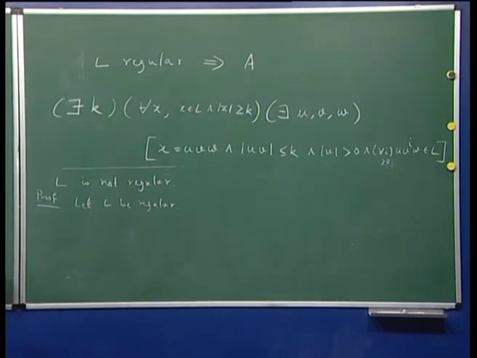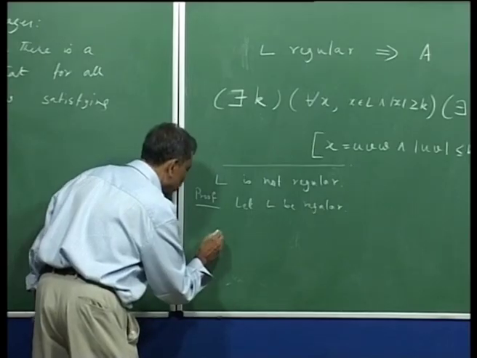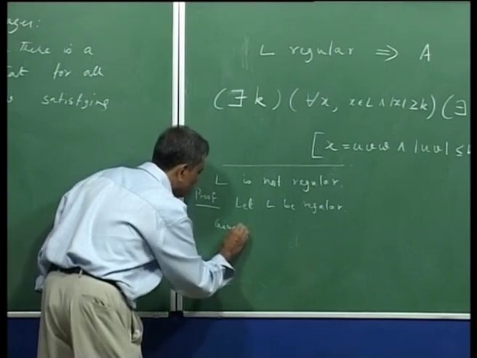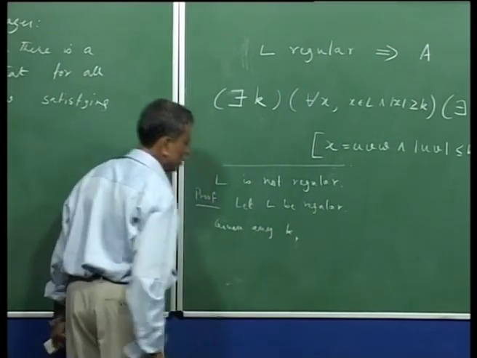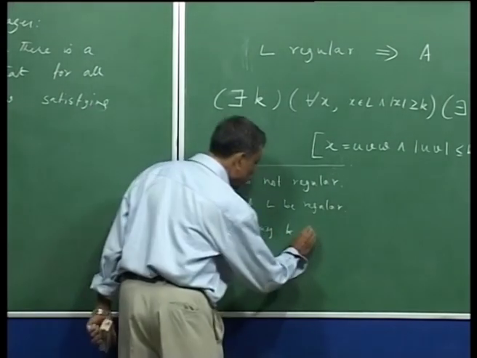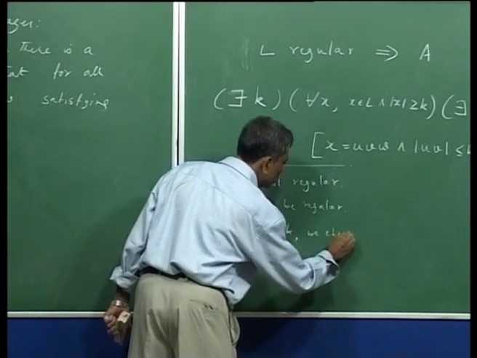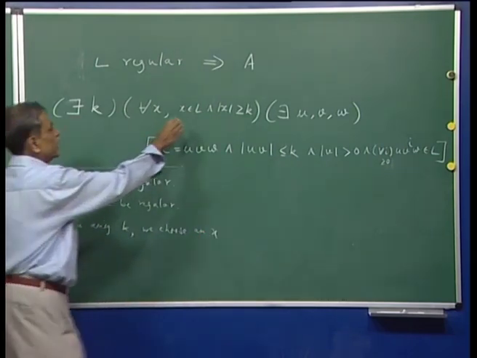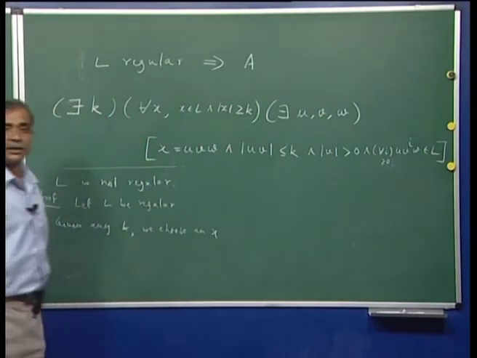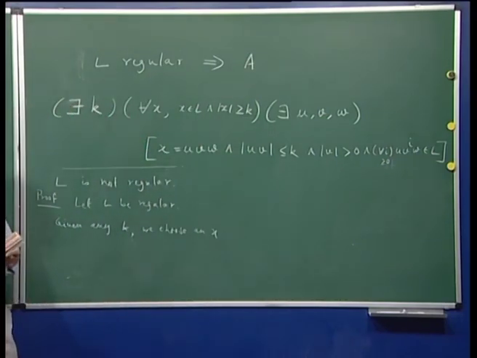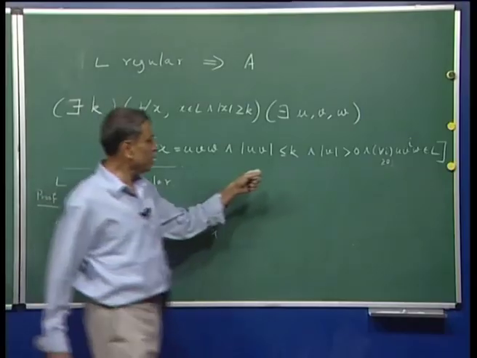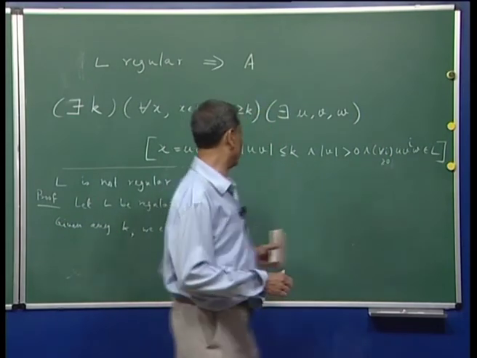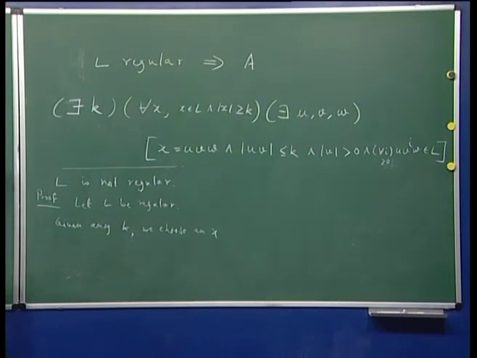So the discovery part of the proof is to come up with some proper x. Given any k, we choose an x which will satisfy this. Now, what is our goal? It is to come up with, finally, a pumped string which is not in the language.